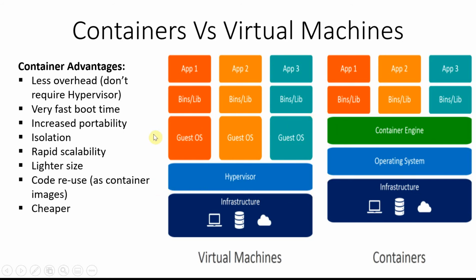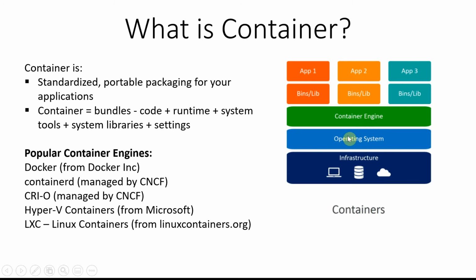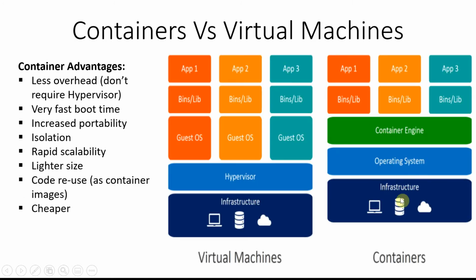Which means you save a lot on resources, and it is also lighter in size compared to code that is deployed on a virtual machine. Because of these advantages, I think the container became so popular. Now, what you saw in the diagram is the same: the infrastructure, then the operating system, then the container engine, and we have apps on top. So we are taking out the guest OS and hypervisor, the two bigger resource-consuming layers compared to a VM.